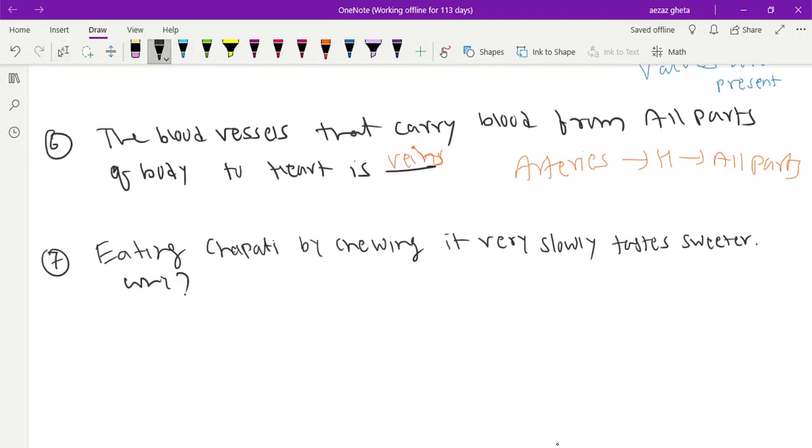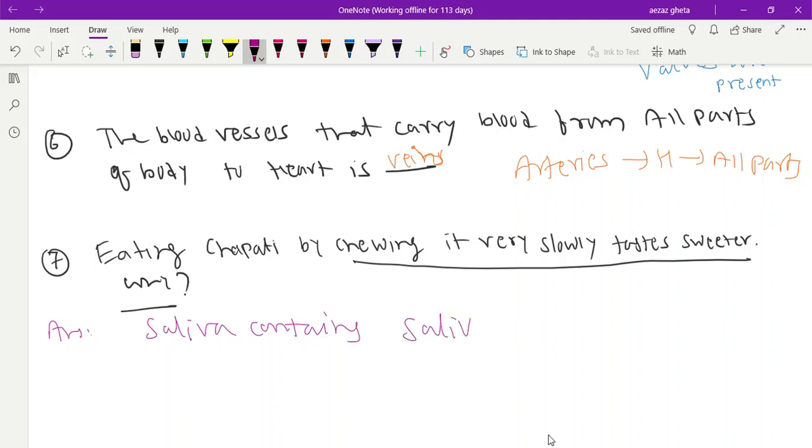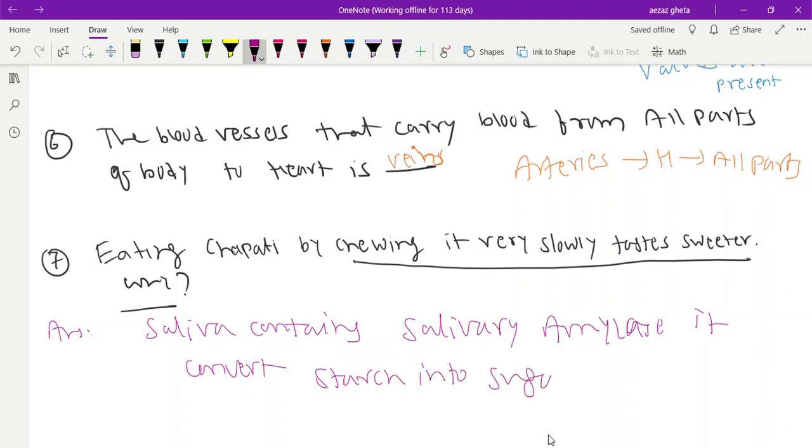Eating chapati by chewing it very slowly tastes sweeter. See, when we chew the chapati very slowly, the saliva contains salivary amylase. It converts starch into sugar, and this sugar tastes sweet. You understood, boys and girls?